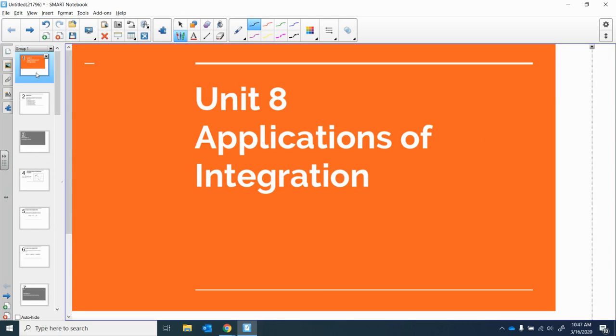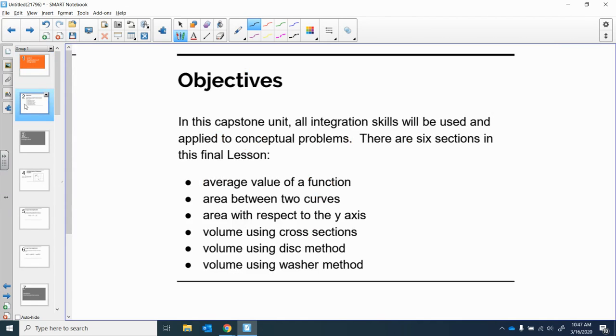Hi there, class. In this video, we're going to be looking at Unit 8, Applications of Integration. This is the first video in our video series for Unit 8. And specifically, what we're going to do is tackle the first section that I've identified from this unit, which is going to be average value of a function.